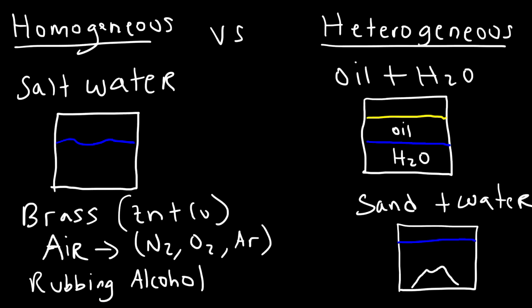So it really comes down to what you could see. If you can see just one part, one clear solution, that's a homogeneous mixture. If you could distinguish two parts, then it's a heterogeneous mixture. In the case of sand and water, you can visibly see the water and you could visibly distinguish it from the sand. So that makes it a heterogeneous mixture.